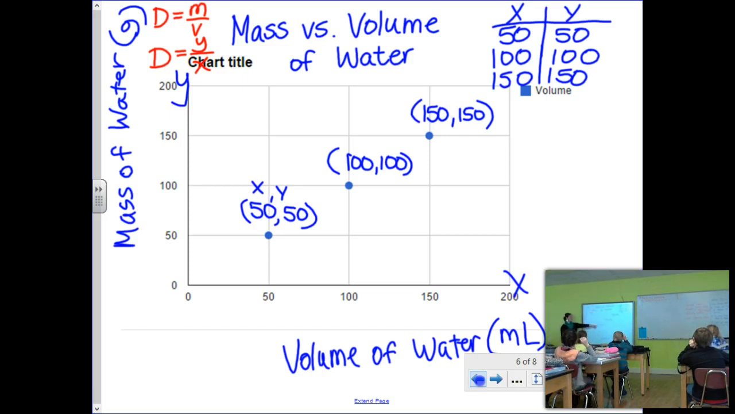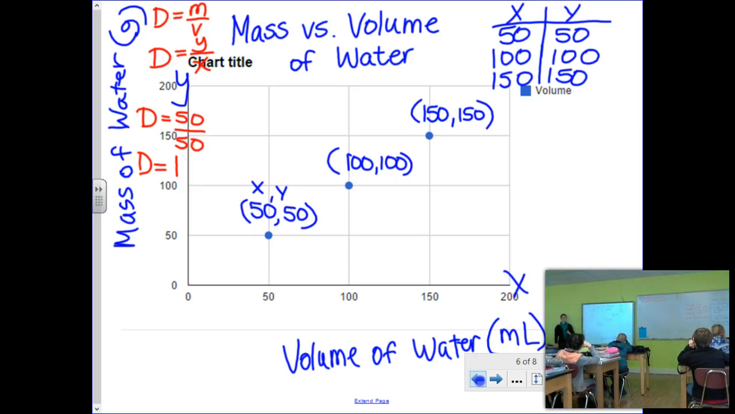Now, if I look at one of my coordinate pairs, let's just choose this one since I have it labeled, I could put in 50 as one of my X values and 50 as one of my Y values, which equals 1. Wait, did I see the number 1 anywhere else? That's the density. So I could use your graph to get the density.